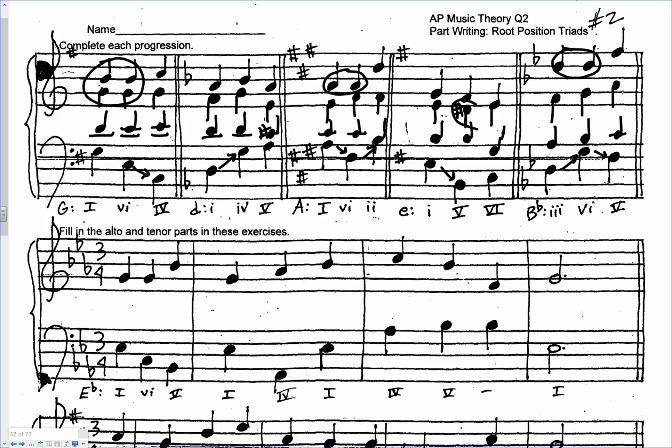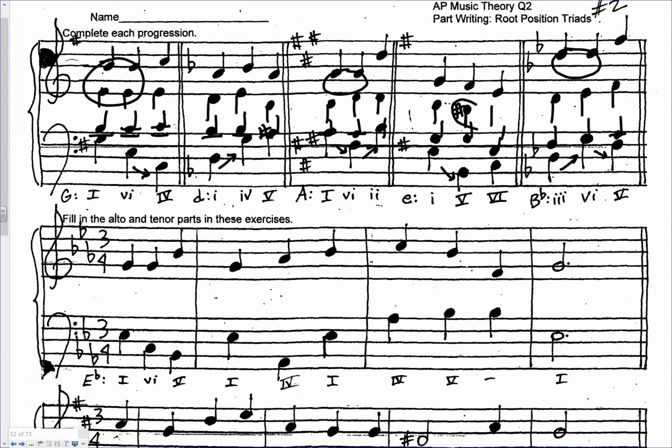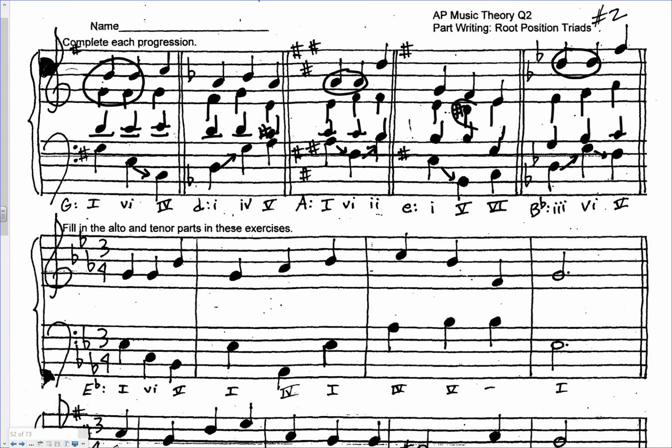Let's keep going. Right here, fill in the alto and tenor parts in these exercises. I'm in the key of E flat major in 3/4. I have the 1 chord to the 6 chord to the 5 chord. 1 to the 6, bass motion of a third. You'll have 2 common tones.